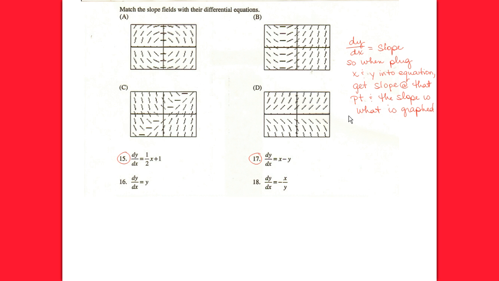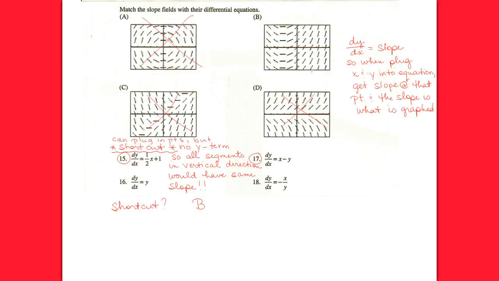So when I start with 15, I could go through and plug in points and do it point by point, but I'd really rather look for some shortcuts. Remember when we had the problem that did not have a y value in the equation, and when we had no y term, all of the segments in a vertical direction had the same slope. So that's going to be a good indicator for me here. If I look at all 4 of these graphs, there's only one of them where all the segments in the vertical direction have the same slope.